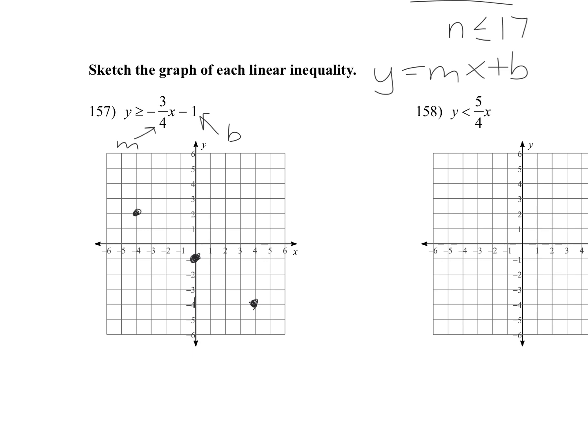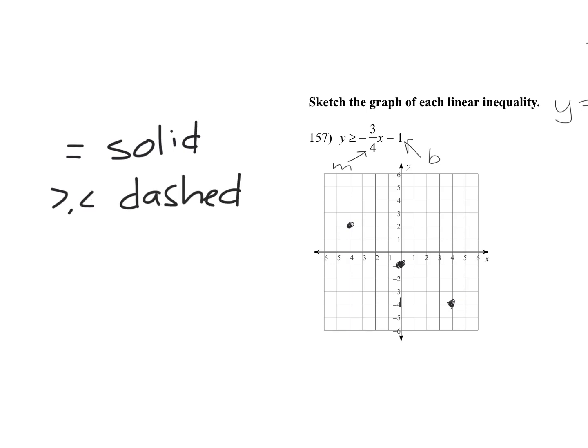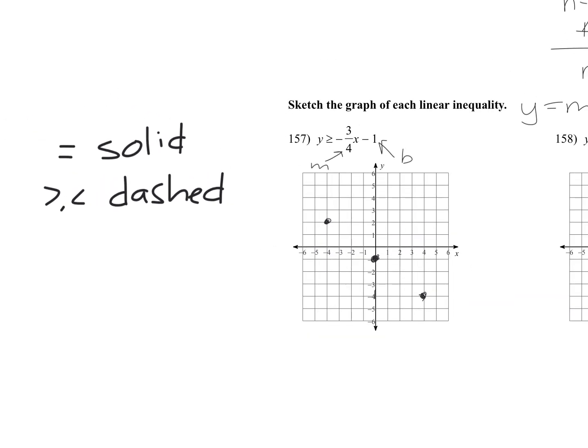Is our graph going to be the correct way? Yeah. Can I just draw a line? No, I have to see if it's solid or dotted. Let's make note of that. Equal to is solid. Anything else is dashed. So on 157, solid or dashed? Solid.